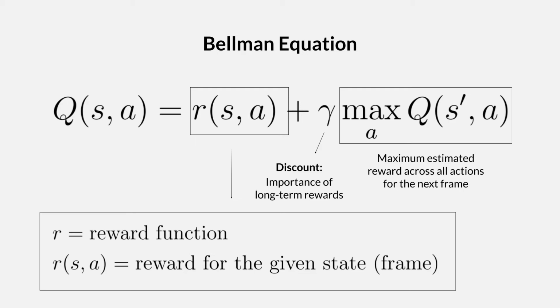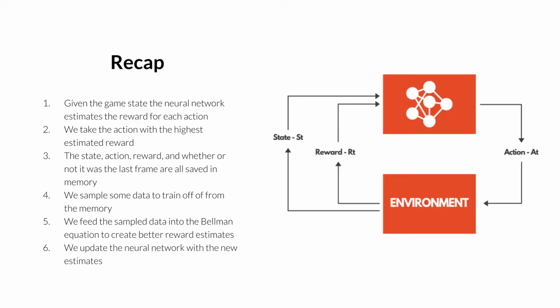This is because using the network that's playing is far too unstable, so instead we train off of a copy that gets updated every 1,000 frames. And that's it. That's deep Q learning.